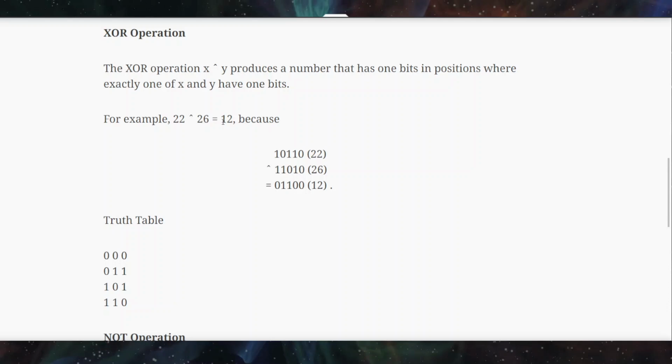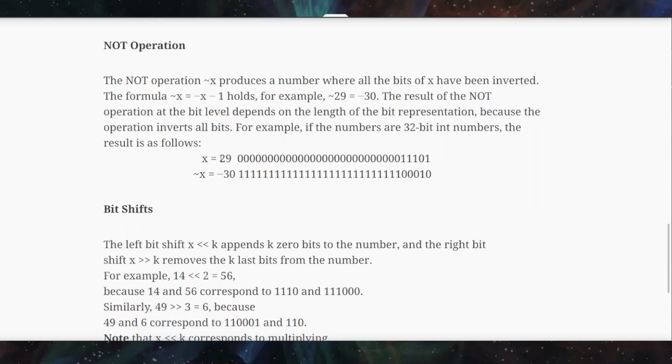Let's move to our next operation, the NOT operation. The NOT operation basically just reverses all the bits in the number. Suppose you have a number x equal to 29, whose representation is 0 0 0 up to here, and then 1 1 1 0 1. The NOT operator will reverse all bits. That's it. The work of the NOT operation is that much only.